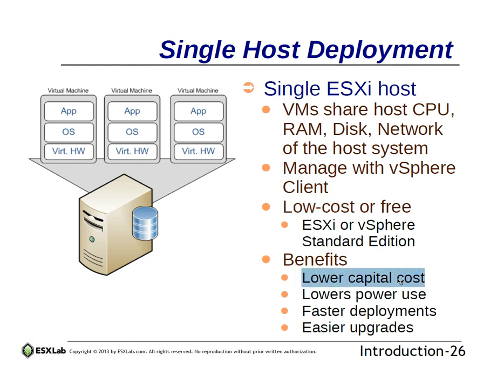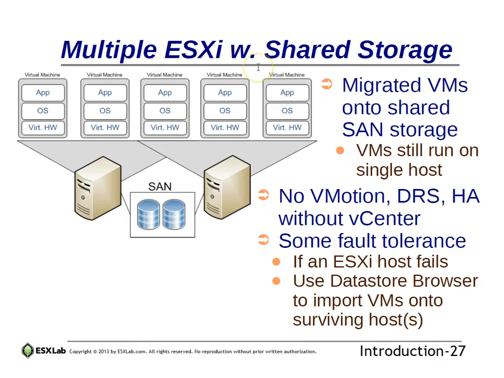I've only bought one server, but I'm running multiple VMs. Because I'm only running one server, I'm using less electrical power, I'm using less cooling. I can deploy VMs faster than physical machines, and I can upgrade VMs faster than physical machines. I can boot them faster, and I can do a bunch of other things with them. It's instantly more beneficial.